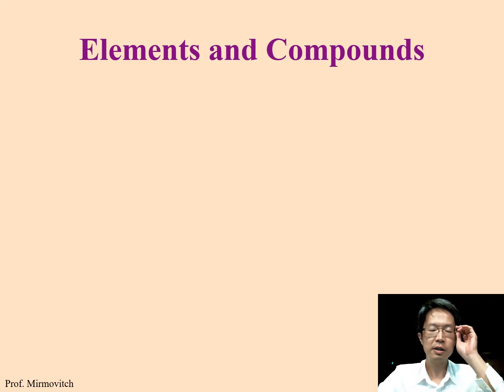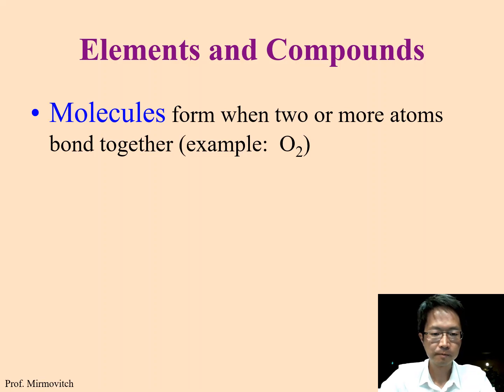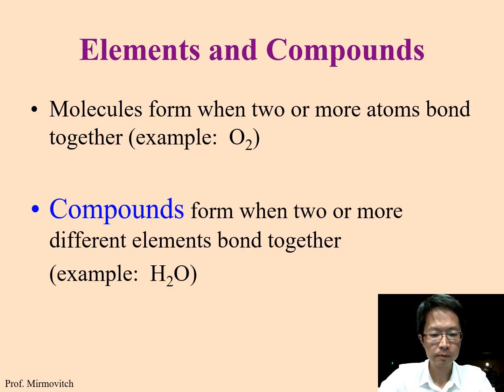Element and compound. Let's take a look at the differences between elements and compounds. The first thing we talk about is molecules. When we have 2 or more atoms bonded together, we call it a molecule. For example, oxygen. Well, I would add to this: 2 or more same atoms, or same element.